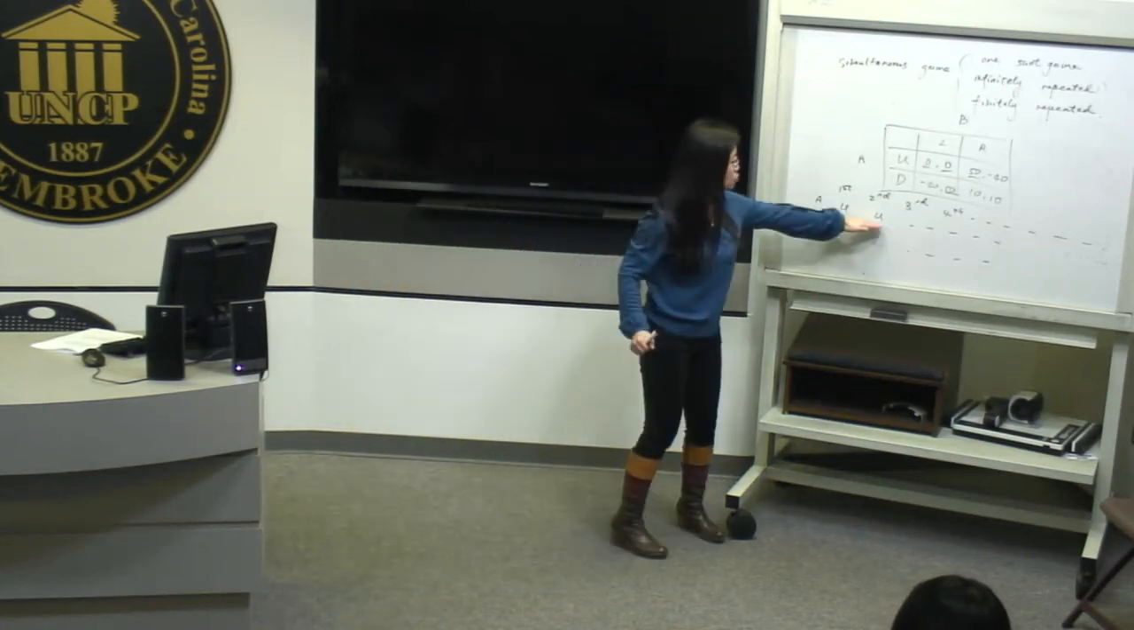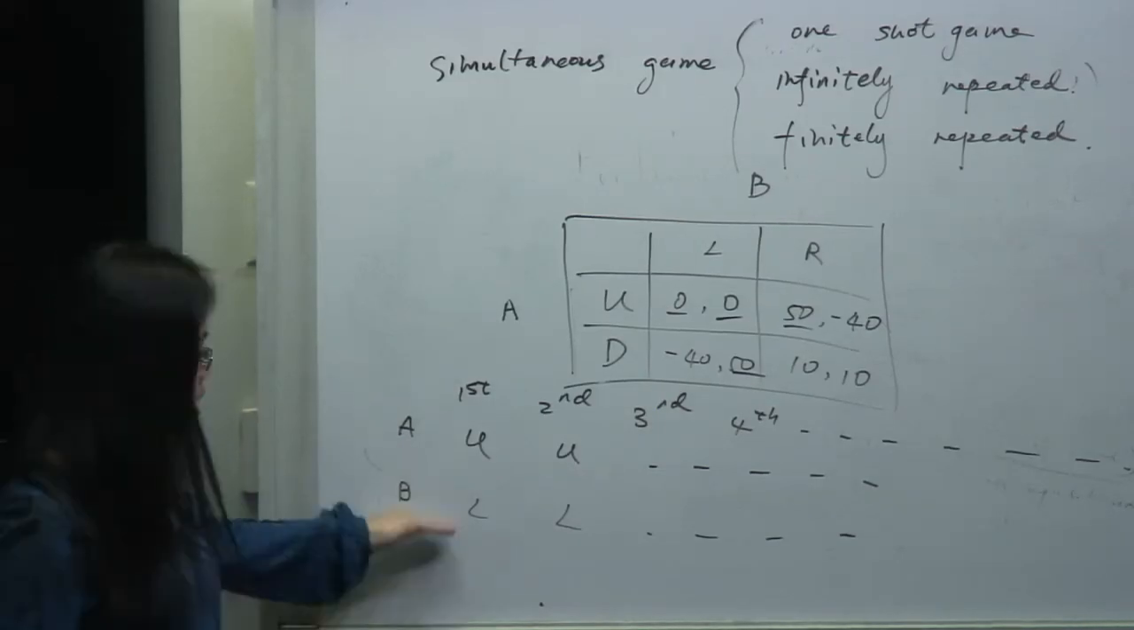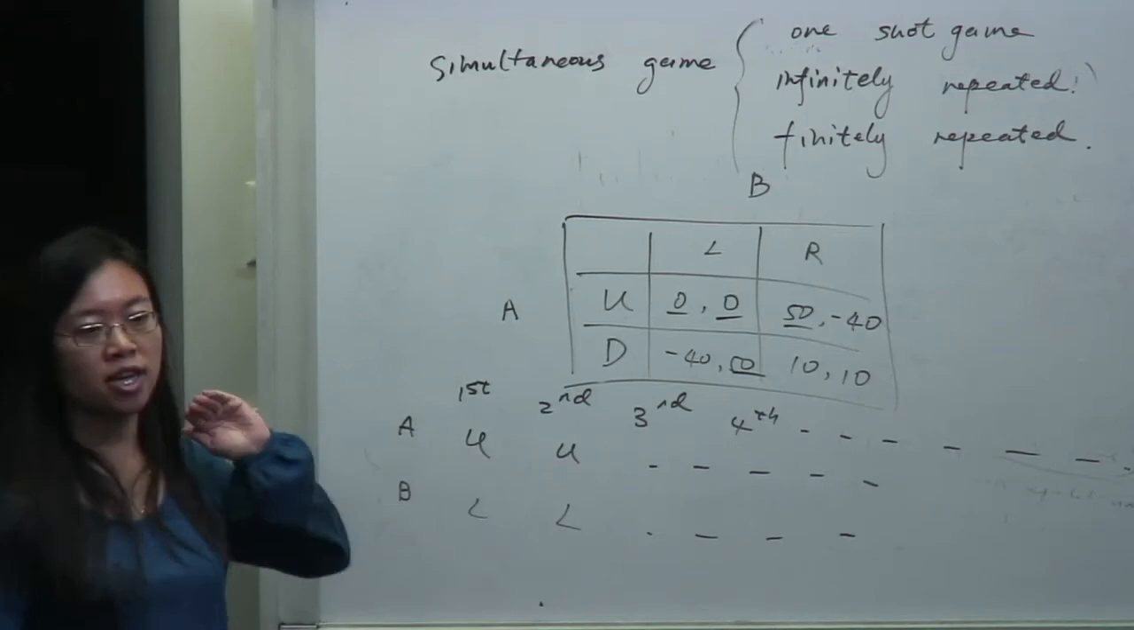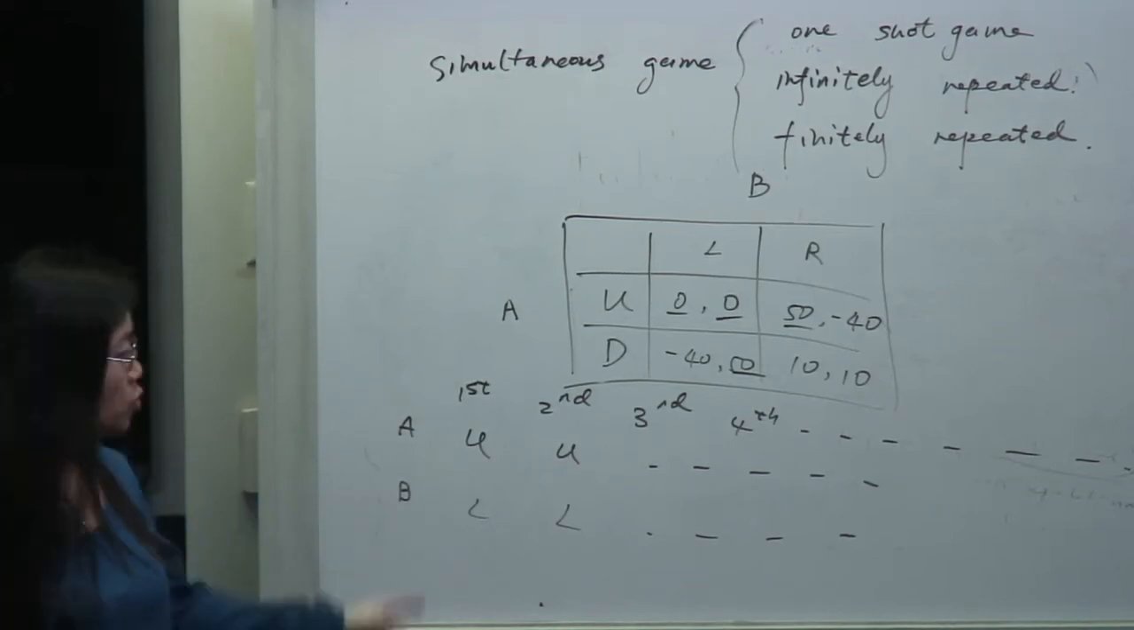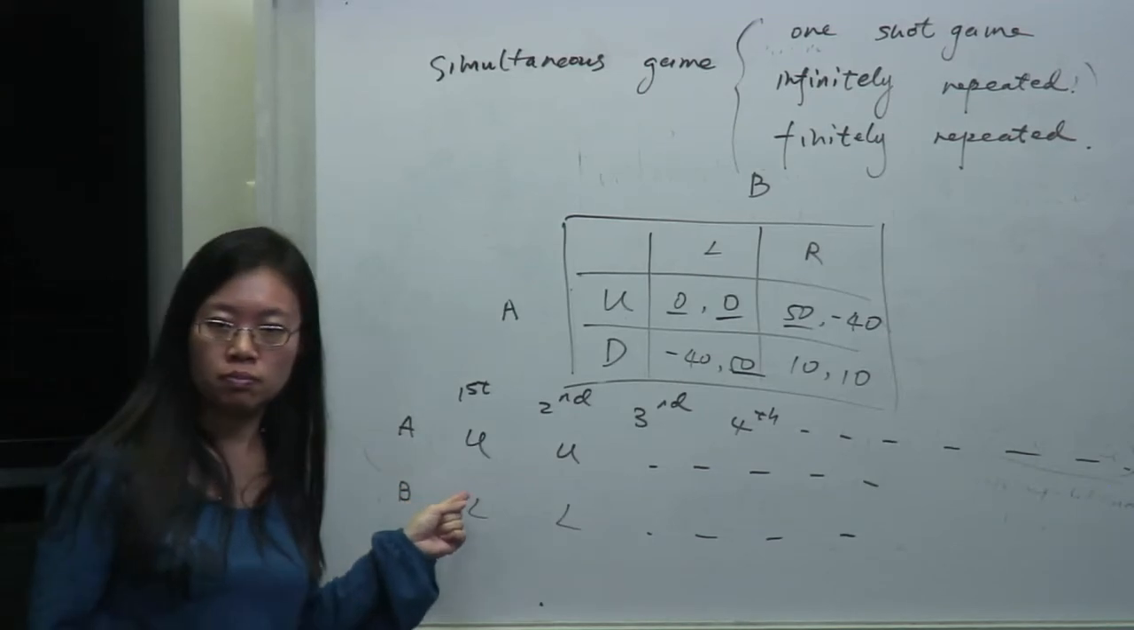If A plays U forever, then it is best for B to play L forever, right? If B plays L forever, then it is best for A to play U forever. So we know this is one Nash equilibrium, but we're not interested in this one.